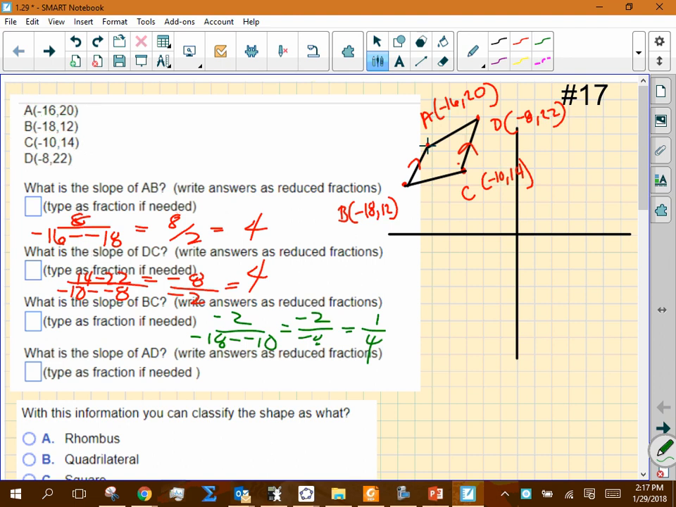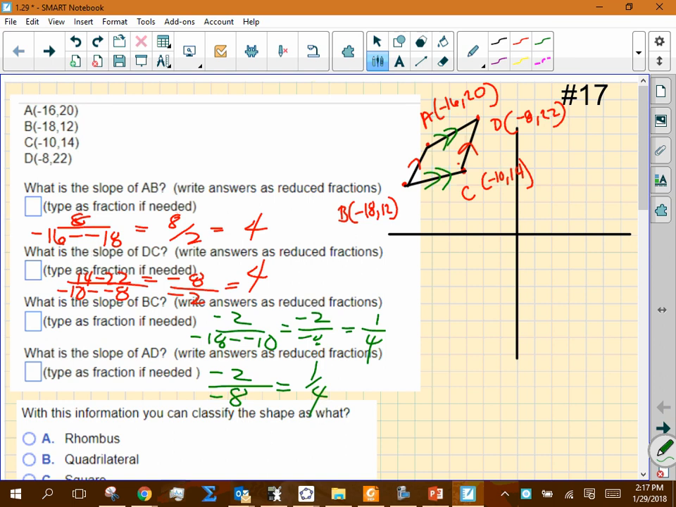And then we'll find the slope of AD. 20 minus 22 is negative 2, right? Negative 16 minus negative 8 is negative 8 again. What's that reduced to? 1/4. So now I can fill that information in, and I know that shape is a parallelogram, based off that information.